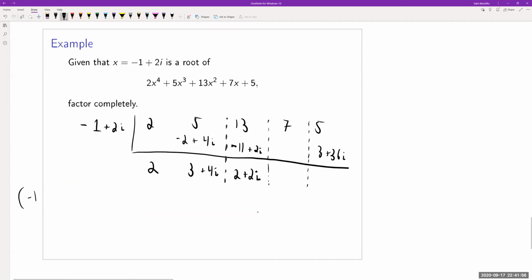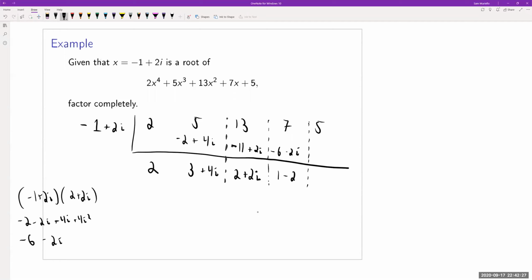So -1 plus 2i multiplied by 2 plus 2i. So -2 minus 2i plus 2i, plus 4i, excuse me, plus 4i squared. So that will end up being negative 6 minus 2i. And that will give me here 1 minus 2i.